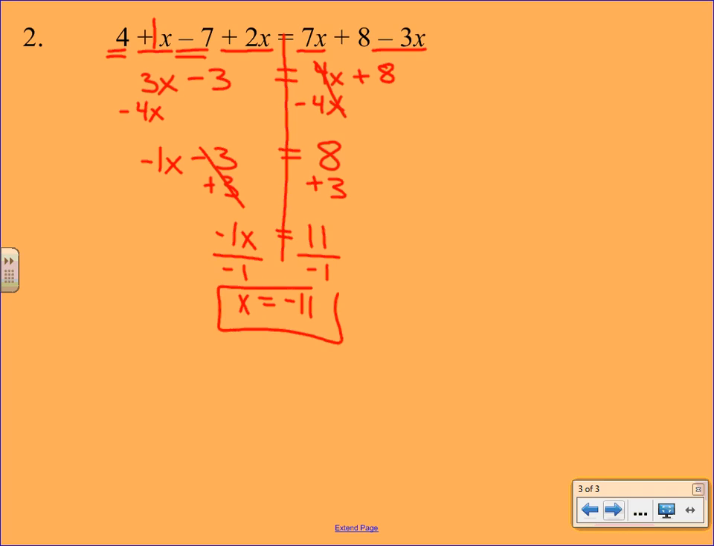You can always go back and check your answer. And you don't always have to write your check down. You can simply plug it into your calculator and make sure that both sides are equal. So it's not a bad idea to check. You just don't have to show it every time.